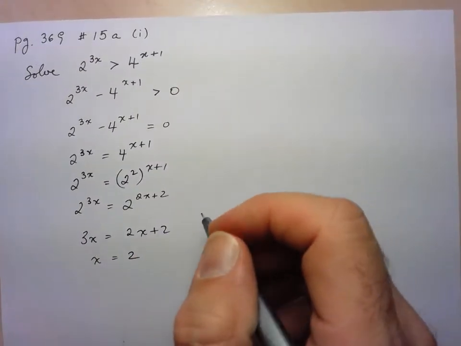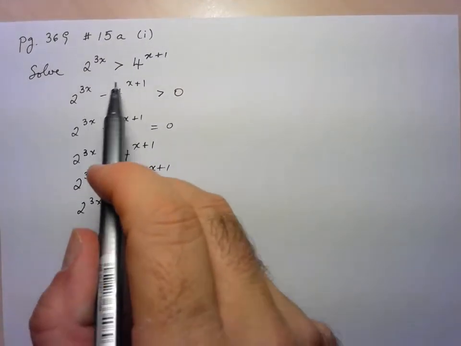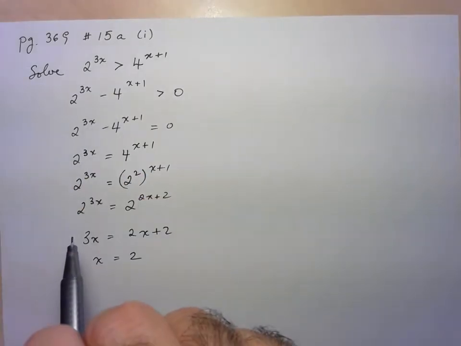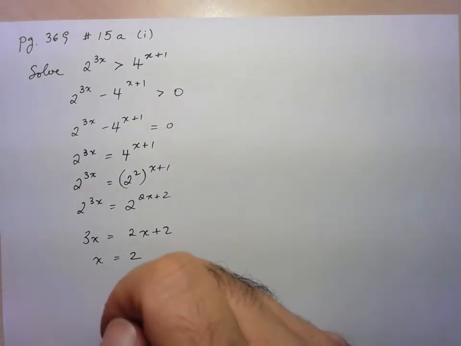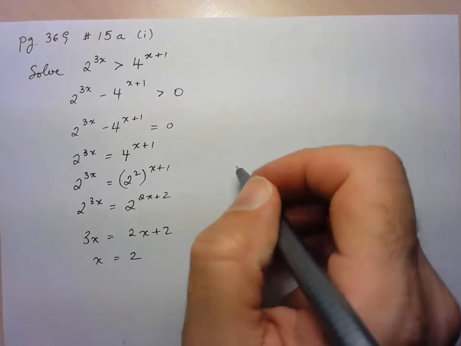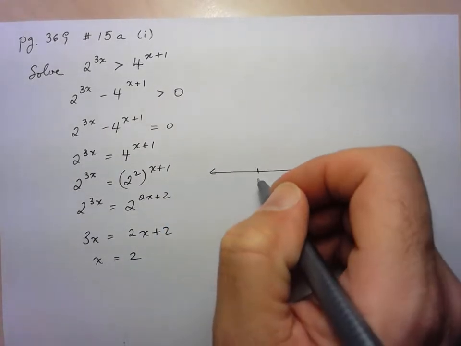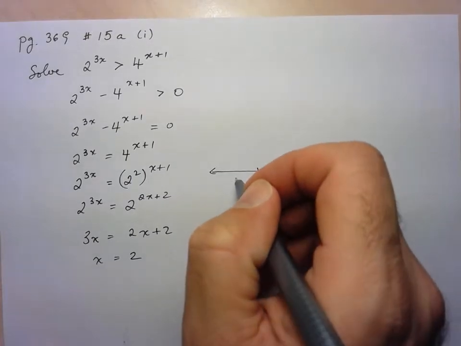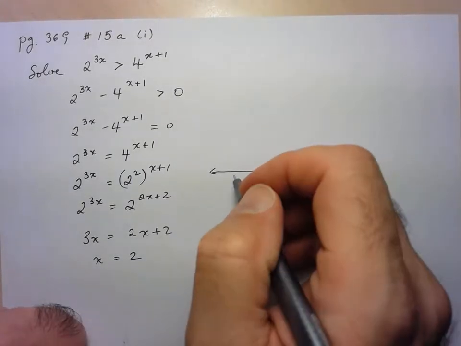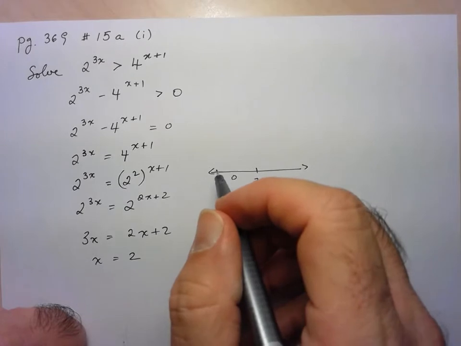So this gives us the x-intercept for this expression. Looks like there's only one. So that's the only place that this expression can change sign. Now I'm going to make my number line. I only have to check less than 2 and greater than 2. So I'll put in 0 here.